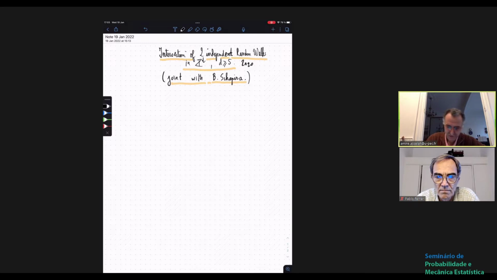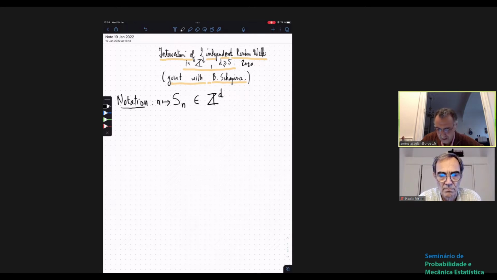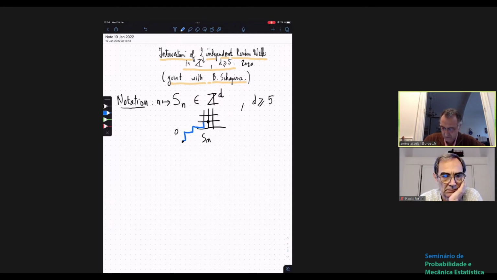So let me start with notations. I'm going to first just call a random walk Sn. So n is actually the time. And my random walk Sn is going to be on the sites of Z^d as usual. And most of the time, I'm going to take d larger or equal to 5. That's my first random walk, and I hope everybody knows about that. That's the most simple process in probability. It starts, let's say, at 0, and it moves on the lattice.